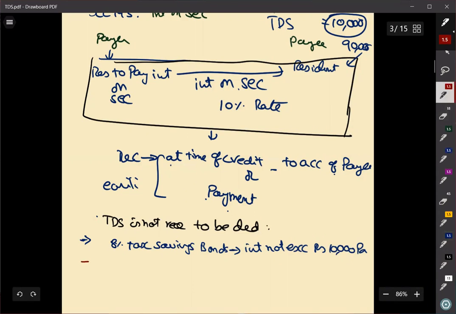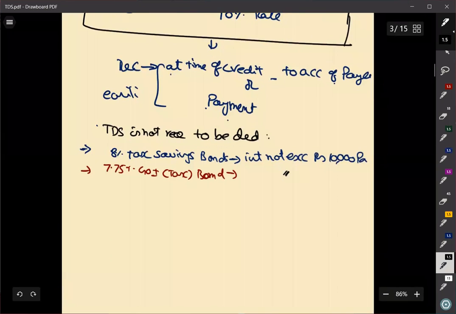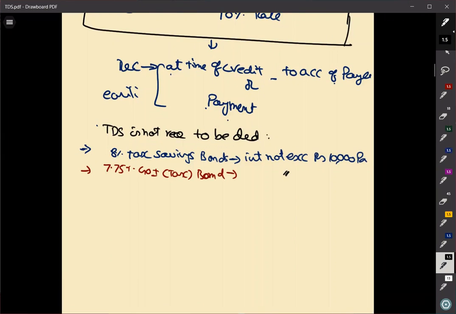Then what does the second point say? It is almost the same thing, but here it is 7.75% Government of India taxable bonds, which are issued by the Government of India. On this also, if the interest does not exceed 10,000, there is no need to deduct any TDS. If it exceeds 10,000 per annum, of course, TDS is required to be deducted.